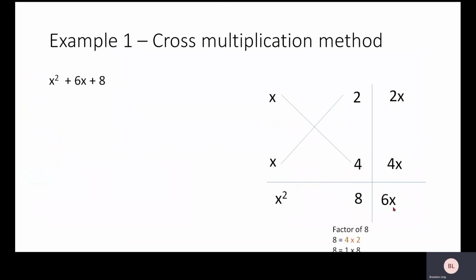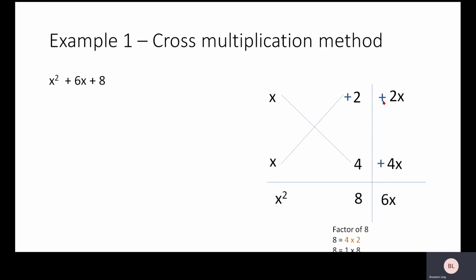So how do you combine them, using subtraction or addition? Basically, you just add these 2 numbers together. 4 plus 2 equals 6. I repeat, 4 plus 2 equals 6. So that's how you get the 6x here.